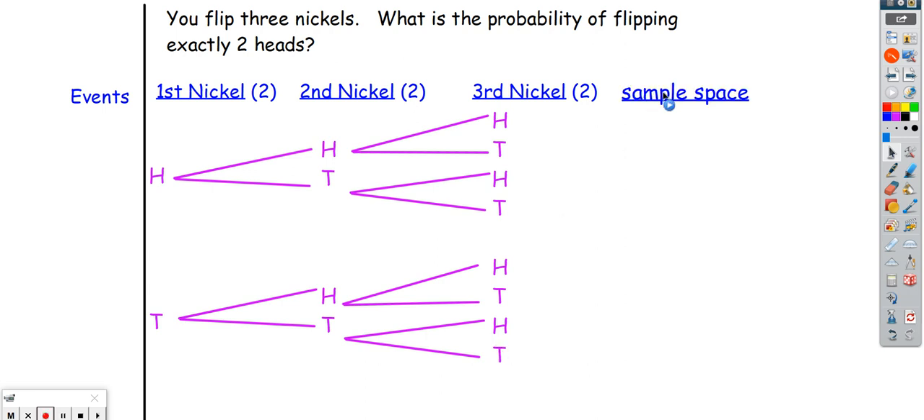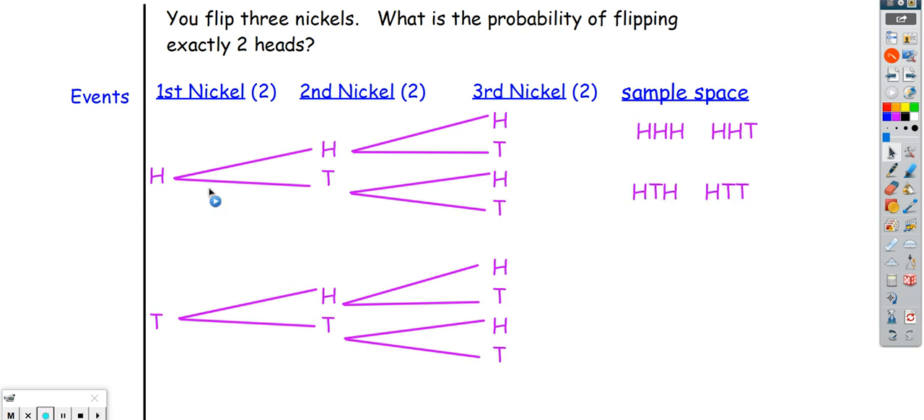In the sample space, I have these 2, and I'm going to show you how I got those. I'm going to go back to my first nickel. I have a heads, and a heads. That's one combination. I have a heads, and a tails. That's my second combination.